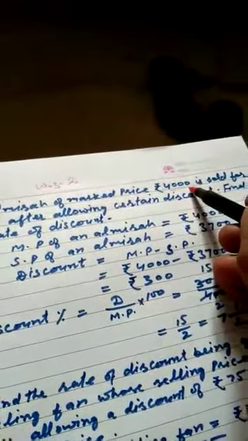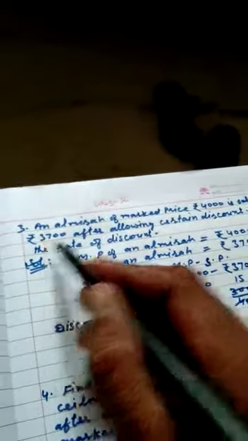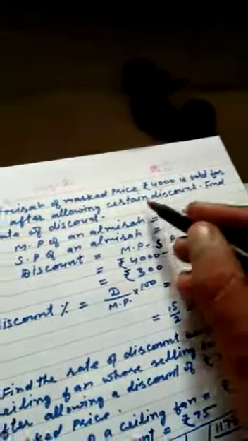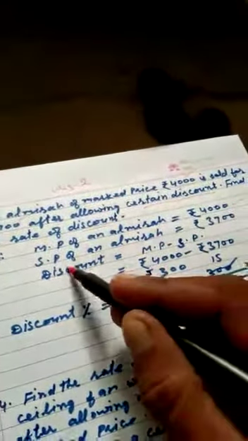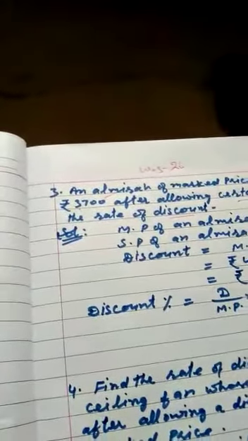Statement: an almirah of marked price rupees 4000 is sold for rupees 3700 after allowing a certain discount. Find the rate of discount. Here, what is given and what is to be calculated, we have to observe it. First of all, marked price is rupees 4000 and selling price is rupees 3700. Okay, then MP of the almirah is rupees 4000, SP of the almirah is rupees 3700.